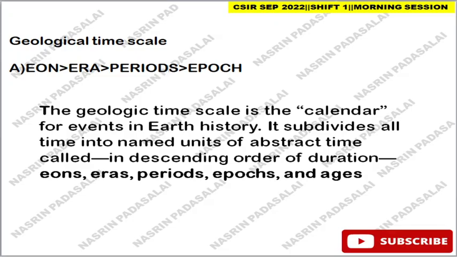Okay. Next, geological time scale. What is the correct order of the geological time scale? The geological time scale is a calendar of events in Earth's history. It subdivides all time into named units of abstracted time, called, in descending order of duration, first eon, followed by eras, followed by periods, followed by epochs. So the correct option is eon, era, period, epoch.